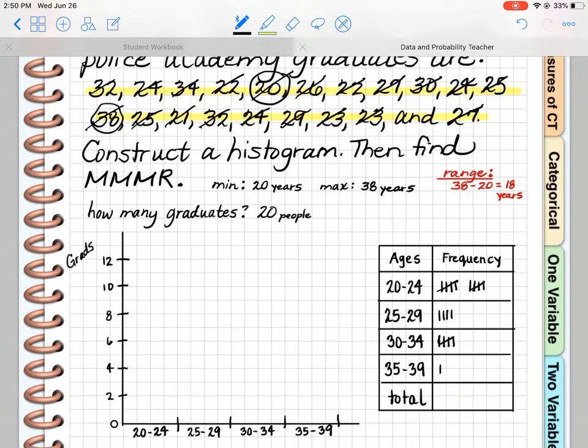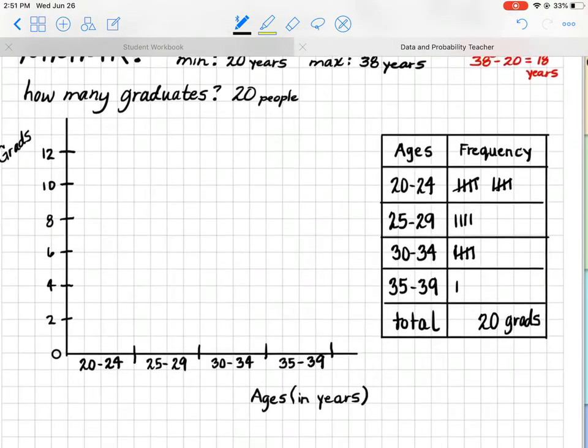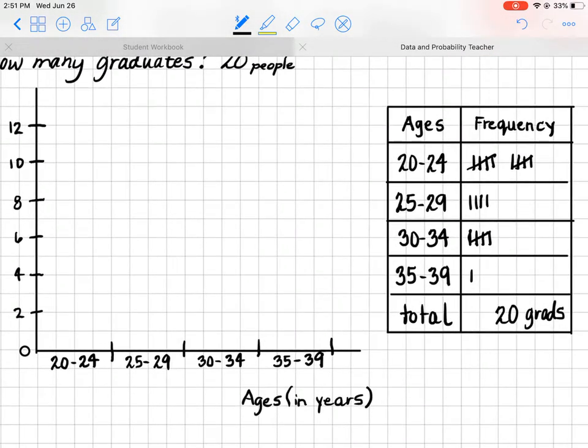Total means to add them up. So 5, 10, 14, 19, 20. You always want to make sure that you have those 20 grads, or whatever that number is. Okay, we are ready to draw the histogram. We're going to use this frequency table to do our drawing. So in the 20 to 24-year-old group, how many graduates did we see? There are a total of 10 of them.